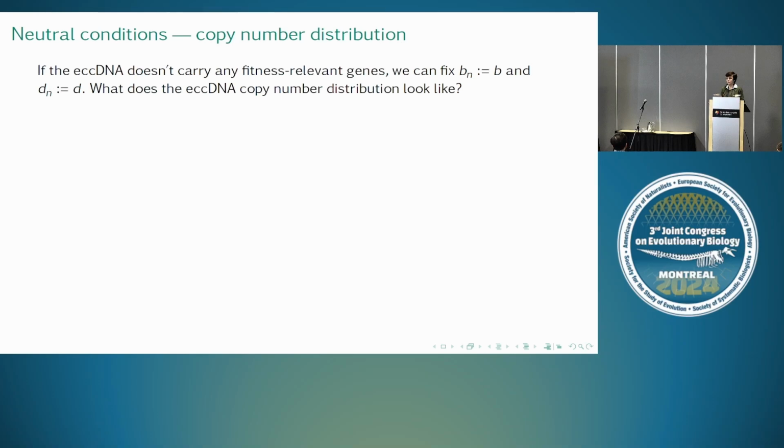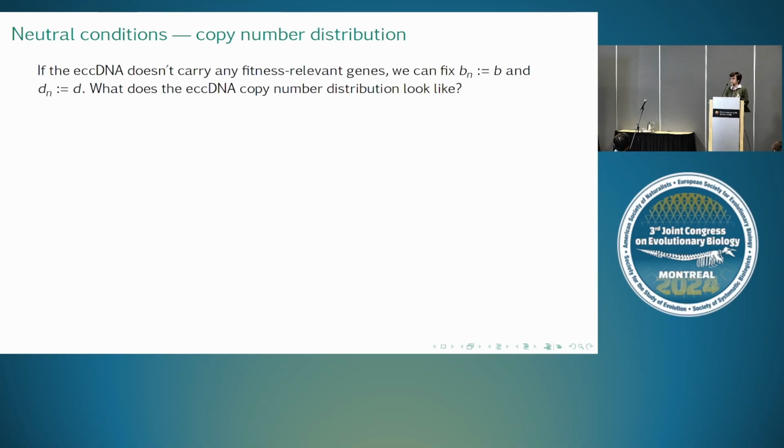So we'll just start in the neutral conditions, where the ECCDNAs aren't actually doing anything helpful for the cell, and we just want to know what number of ECCDNAs we should expect when they're just neutral and uninteresting for the cell population. So in this case, our birth and death rates are just constants. They don't depend on the ECCDNA copy number. And the yeast population dynamics now are boring. They're just a birth-death process. But we can look at the distribution inside a nucleus of the typical copy number.